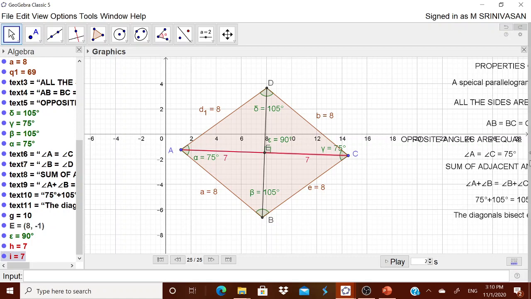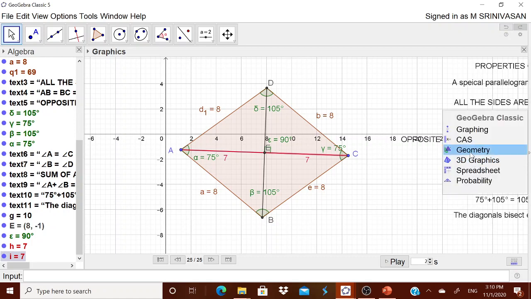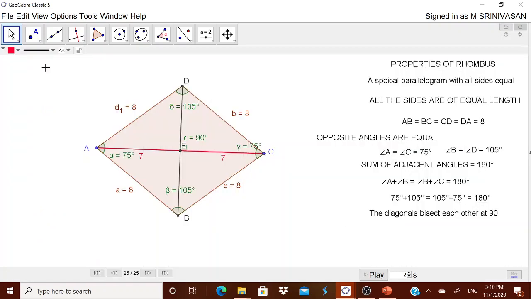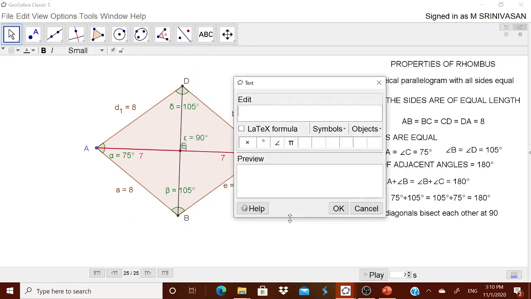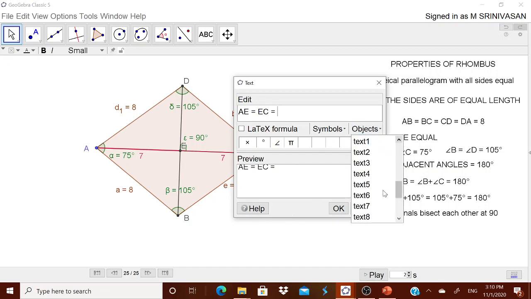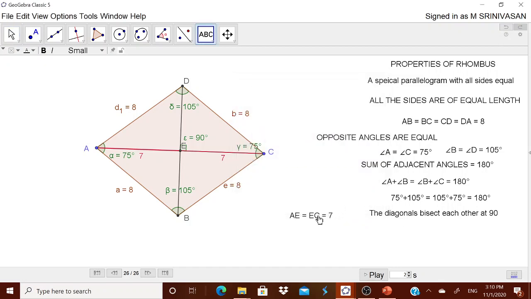Okay, now you can remember that they are H and I. You have to remember that. Okay, let us come back. The diagonals bisect each other at 90 degrees. 90 degrees has been shown. If you want to show their length, you can show it over here. That is AE is equal to EC, or CE is equal to, I think they were H and I. Therefore you can take H and then click it over here. 27. Similarly, you can tell the other diagonal also, that is ED and BE, in the same way.